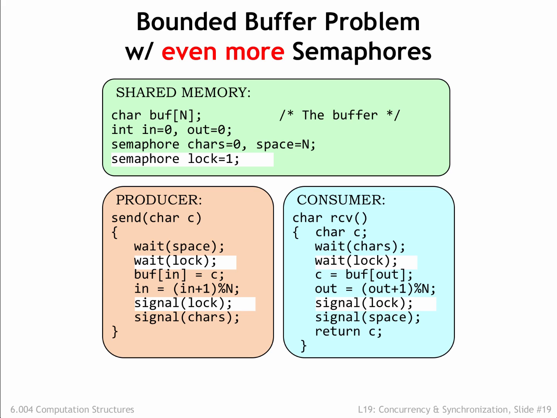Using the same lock for producers and consumers will work, but does introduce unnecessary precedence constraints, since producers and consumers use different indices. In other words, in for producers and out for consumers. To solve this problem, we could use 2 locks, one for producers and one for consumers.